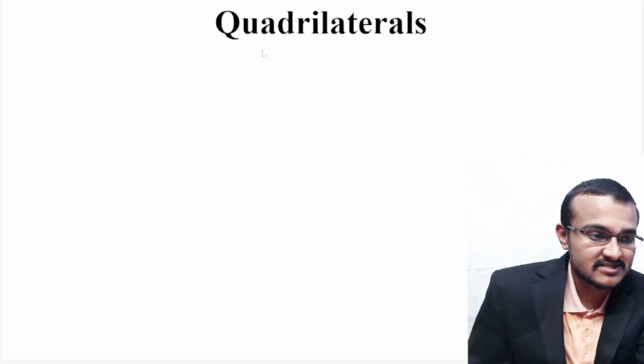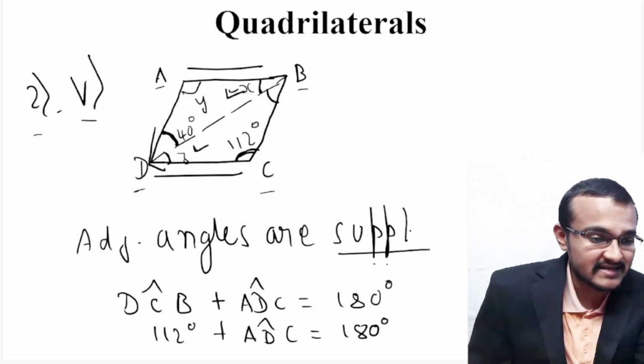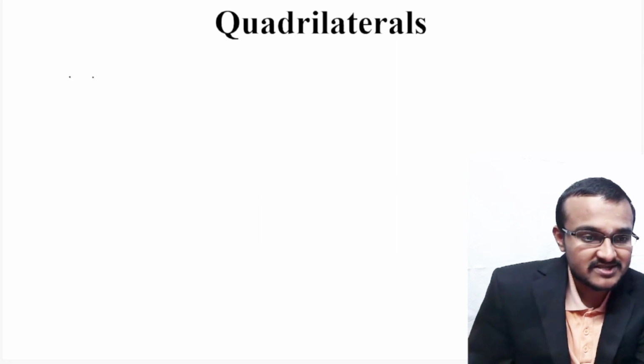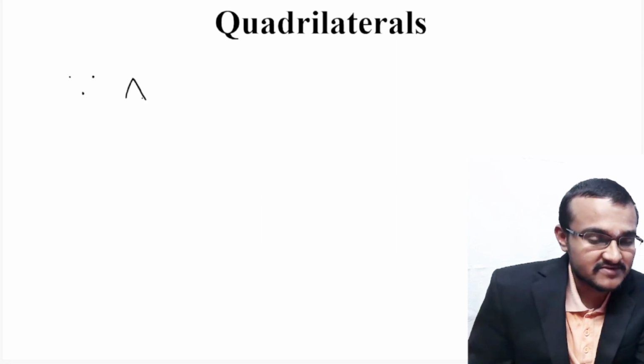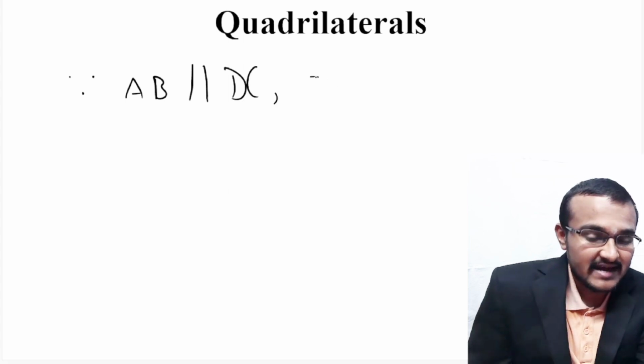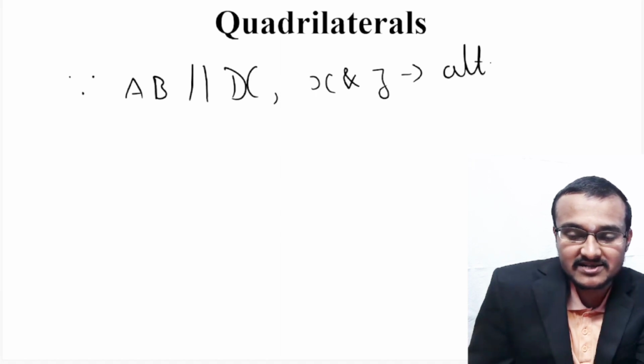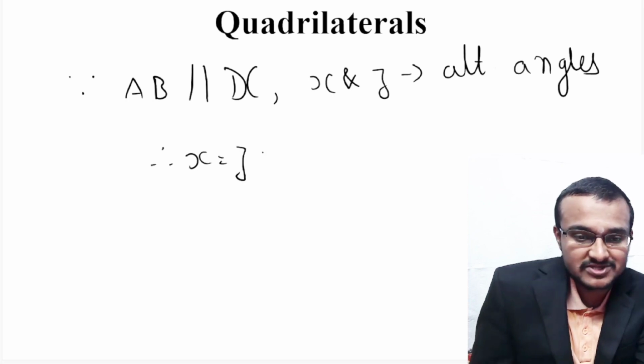Here you can see in this particular parallelogram, AB is parallel to DC. Since AB is parallel to DC, this particular X and this particular Z will act as alternate angles. I'll just write like this: X and Z are alternate angles. So therefore X should be equal to Z, which is equal to 28 degrees.